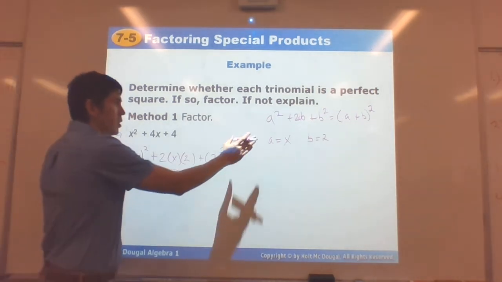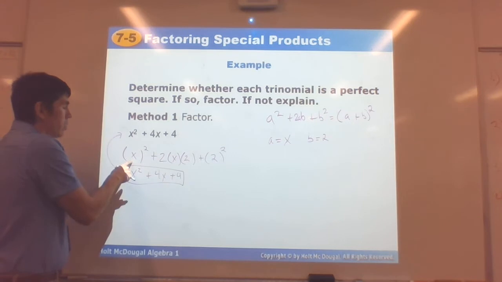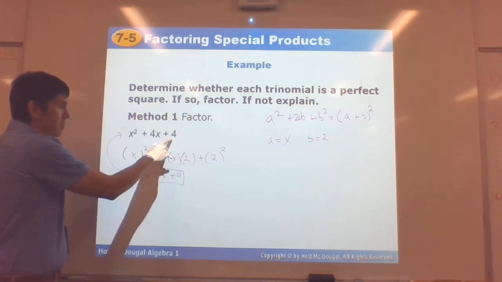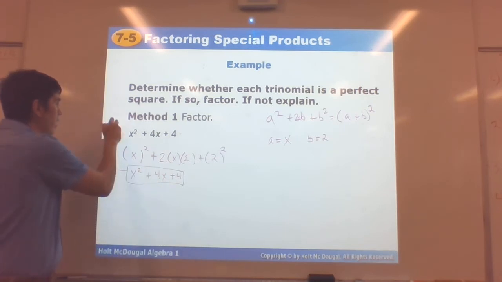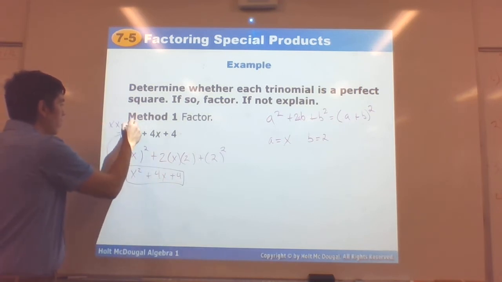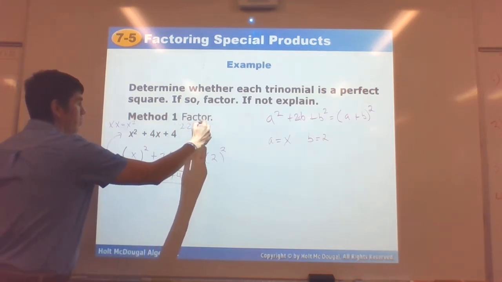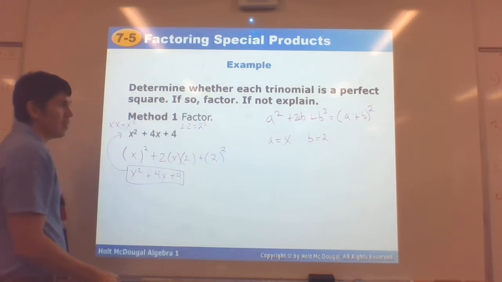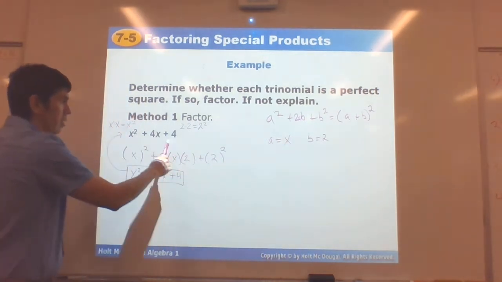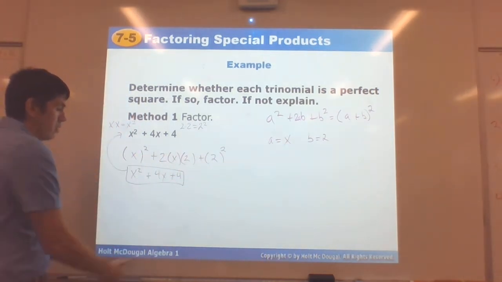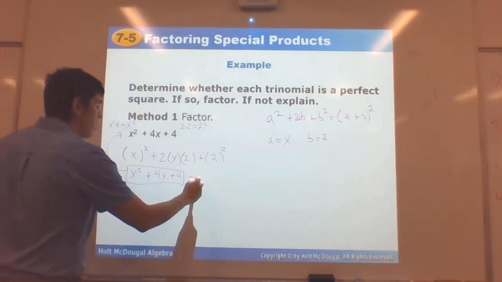It follows this rule here just because x squared is a perfect square and 4 is a perfect square. What do I mean by perfect squares? I mean x times x is x squared. And 4 is a perfect square because 2 times 2 is 4. That's why I can say my a is x and my b is 2, because they are perfect squares.